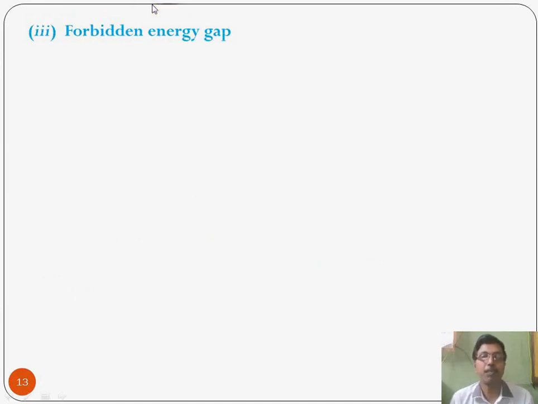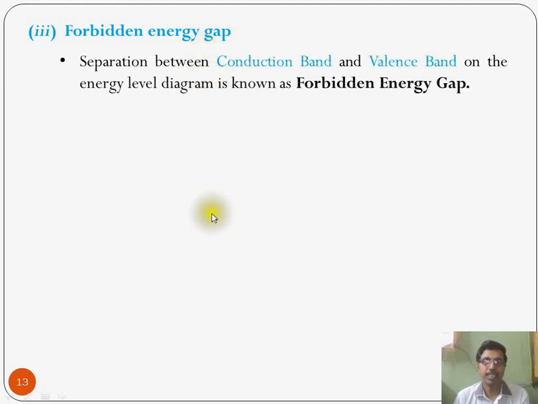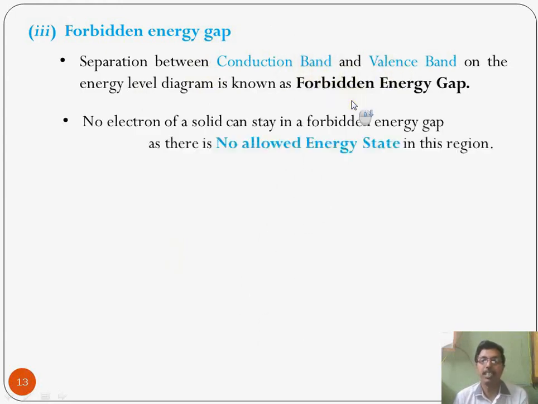The next one is the forbidden energy gap. What is a forbidden energy gap? It is the separation between the conduction band and valence band. The gap between the valence band and conduction band is known as the forbidden energy gap.